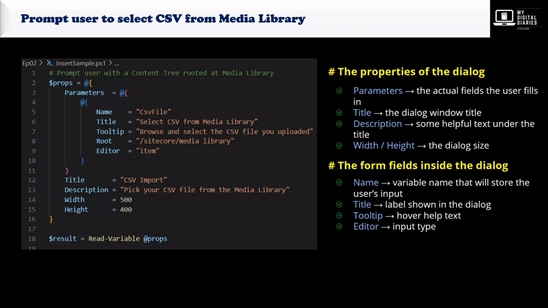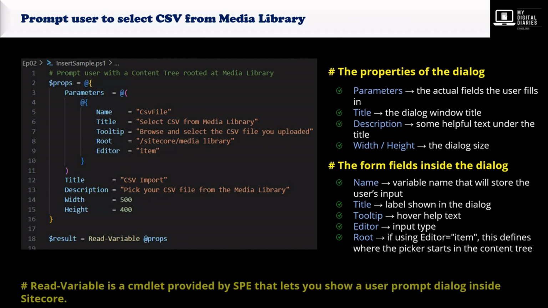Then editor, that is the input type. So what is this input type? In our example we have given it as item, so the item tree is open. Whenever you are using the dialog box, the item tree picker will be used. And the next one is the root. If you are using editor equal to item, this defines where the picker starts in the content tree. So for us it is starting from the Sitecore media library.